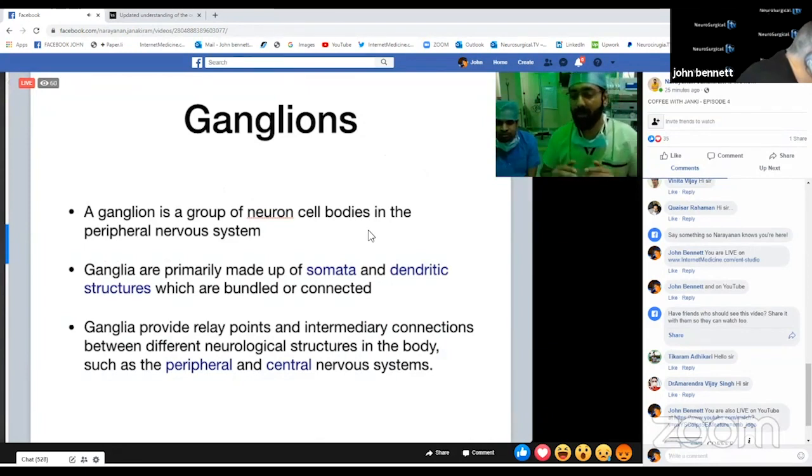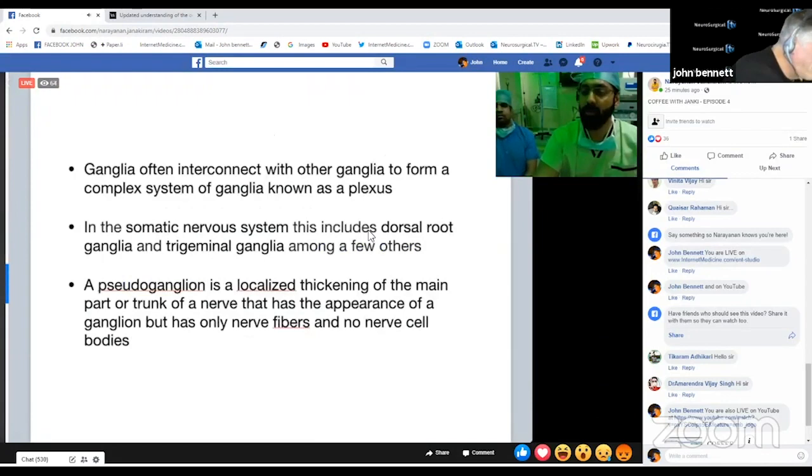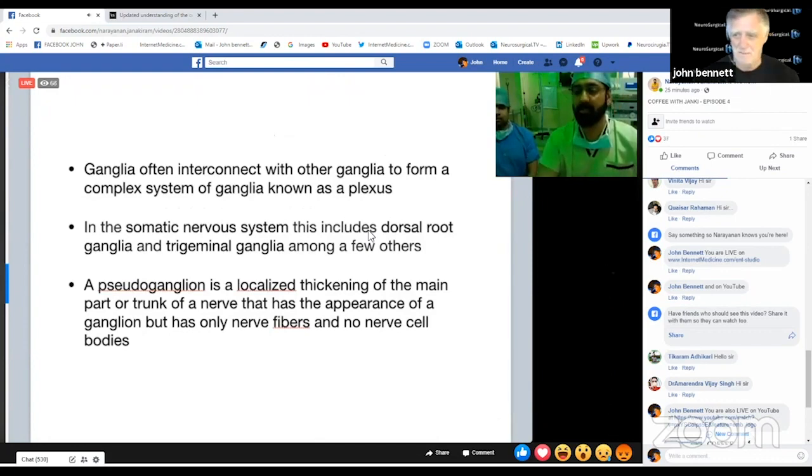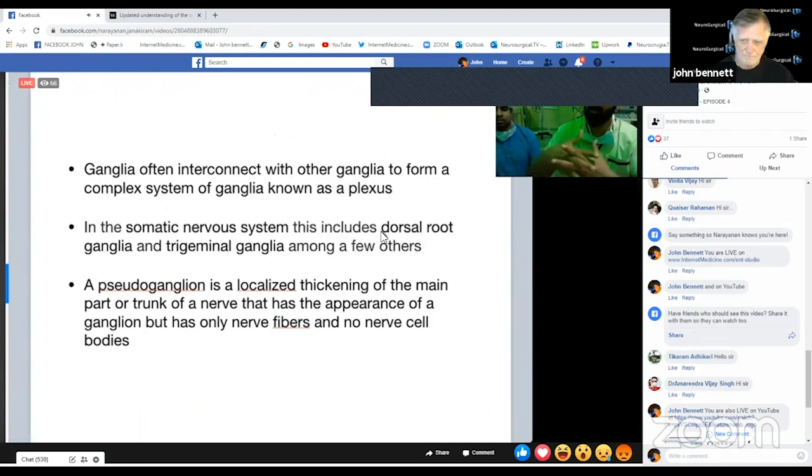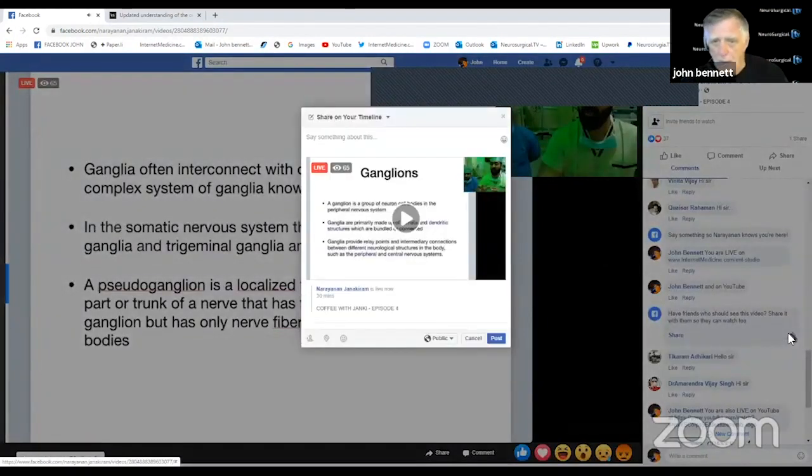The ganglia provide relay points and intermediary connections between different neurological structures in the body, such as peripheral and central nervous system. So it's actually a relay point. So you should understand that these are actually relay systems. Ganglia often interconnect with other ganglia to form a complex system of ganglia known as a plexus. So they may ask you, what's a plexus? Plexus means the ganglia often interconnect with other ganglia. If two ganglia connect together, they form a complex system of ganglia which are called the plexus. In the somatic nervous system, this includes dorsal root ganglia and trigeminal ganglia among a few others.